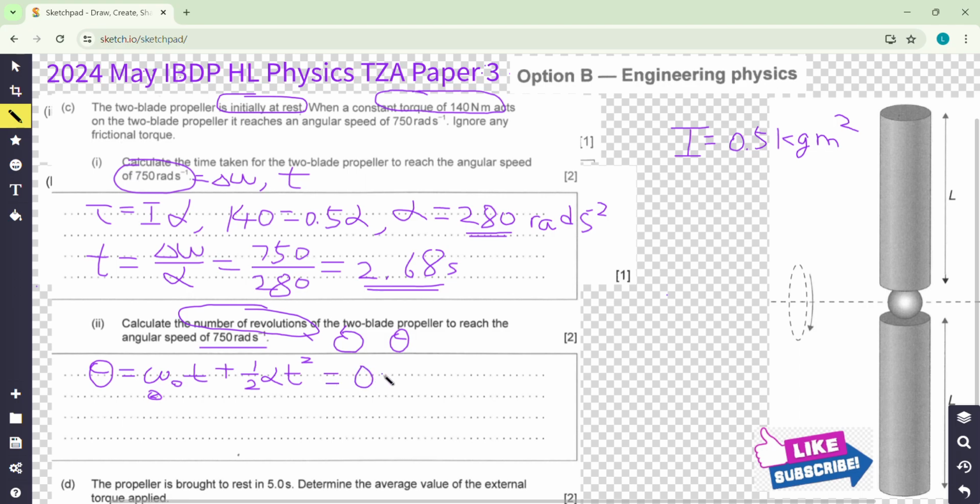So start it. We write 0 plus half times 280 times 2.68 all squared, and then calculate it. Good. 1005.5. So it's an intermediate step, I will write more. Is it the number of revolutions? No. It's radians, the angle. So you have to find the number of revolutions.